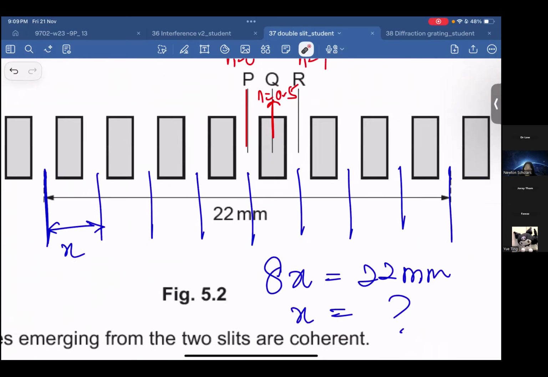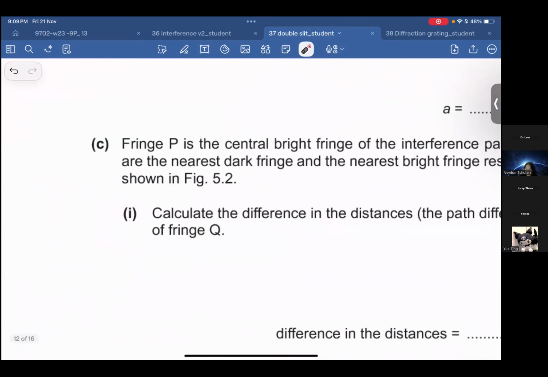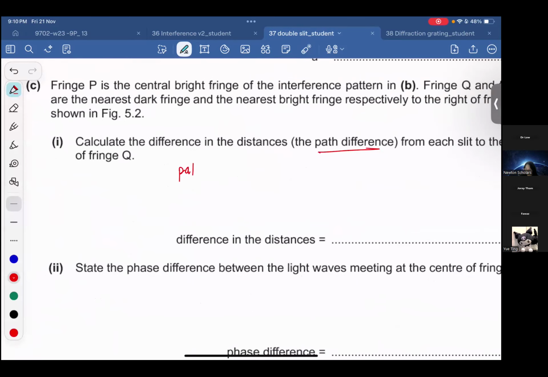So at here, the path difference. The question is asking, what is the path difference? We write down path difference equals, just now, 0.5 wavelength. So 0.5 times the wavelength given in the question, 6.2 times 10 power of negative 7. Is that clear? Okay, 3.1 times 10 power of negative 7 m.